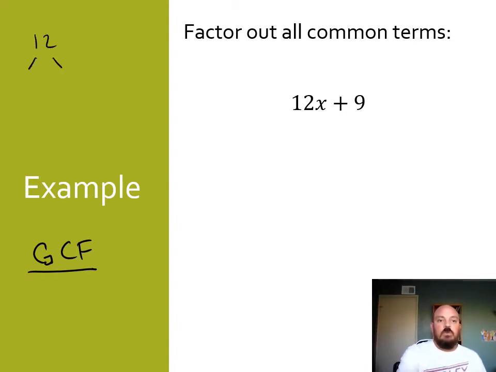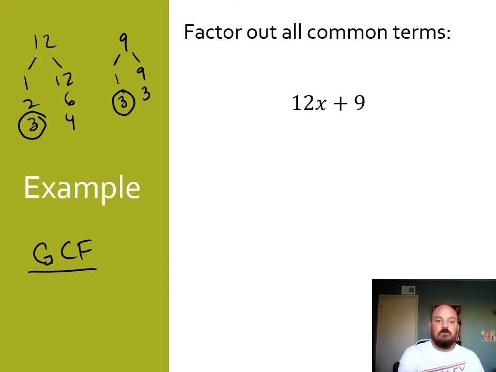12 could be 1 times 12, it could be 2 times 6, or it could be 3 times 4, and that's it. 9 could be 1 times 9, or 3 times 3. Now the biggest number that we find on both lists is 3. So far, the greatest common factor is 3. Then we check the x's because this has variables in it. So the 12x squared has an x in it, the 9 does not. If one of the terms doesn't have one of the variables, then that variable is not part of the GCF. So my greatest common factor is 3.